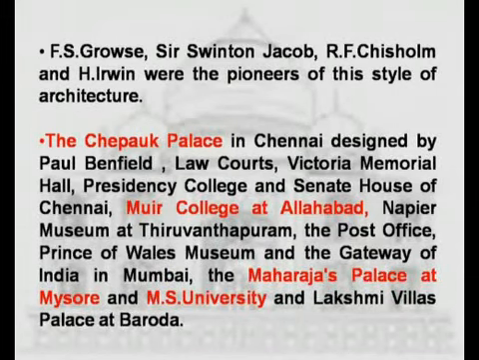Victorian in essence, it borrowed heavily from the Islamic style of Mughal and Afghan rulers. The Indo-Saracenic style was Indian on the outside and British inside. F.S. Growse, Sir Swinton Jacob, R.F. Chisholm and H. Irwin were the pioneers of this style of architecture.